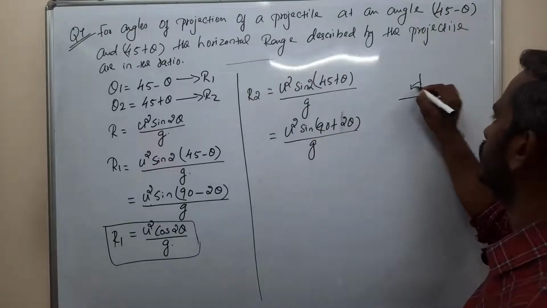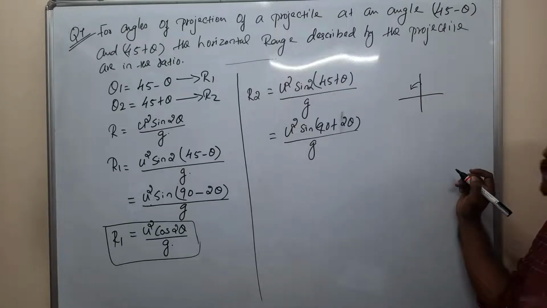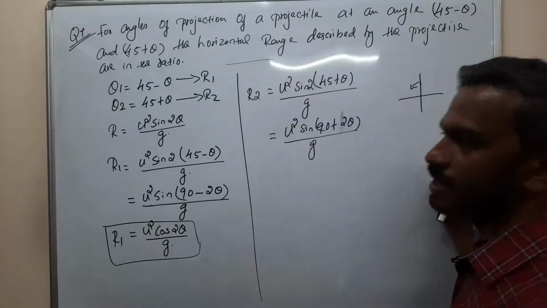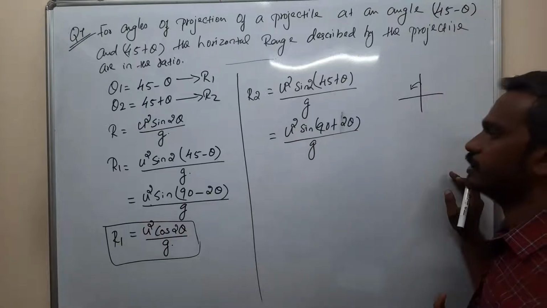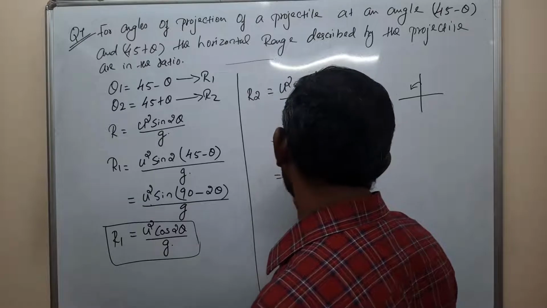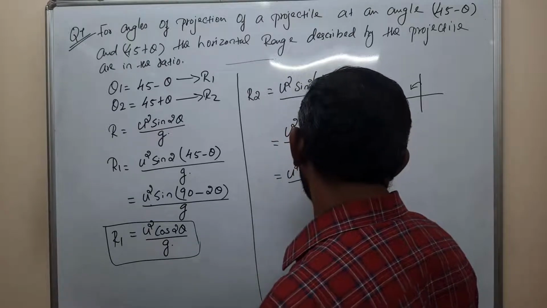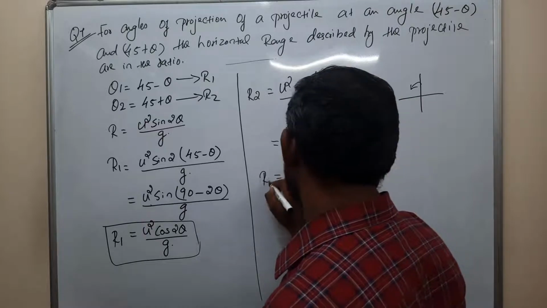So in this quadrant, 90 means transformation happens, that is sin will be changed to cos. In this quadrant, sin is positive. So that's equal to u square cos 2 theta divided by g. This is R2.